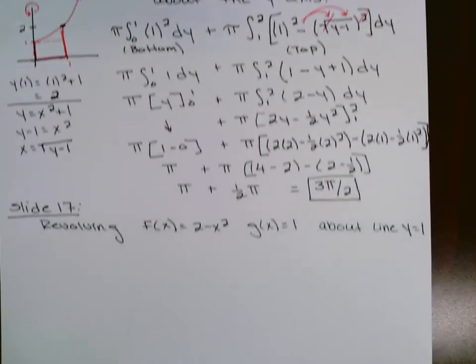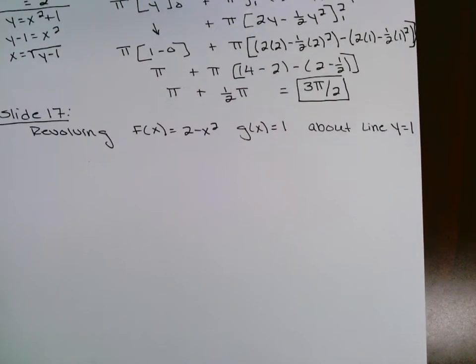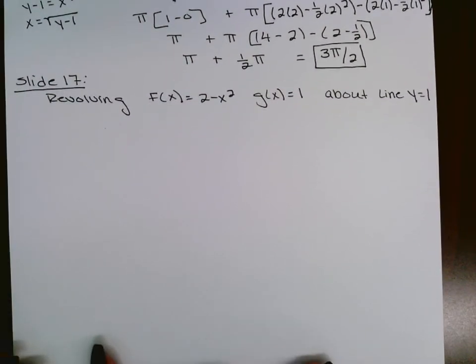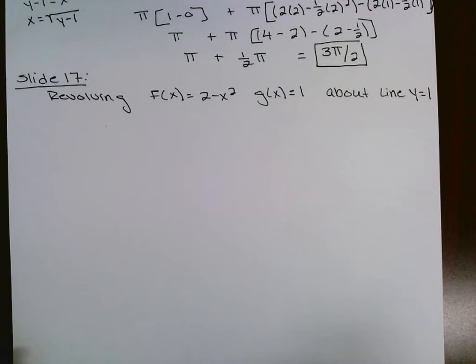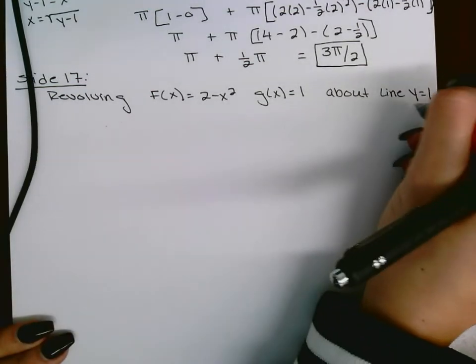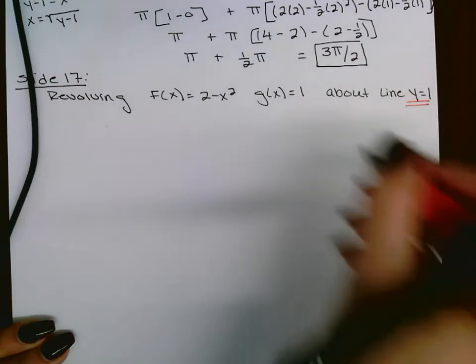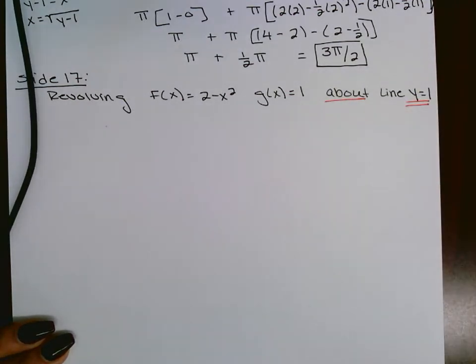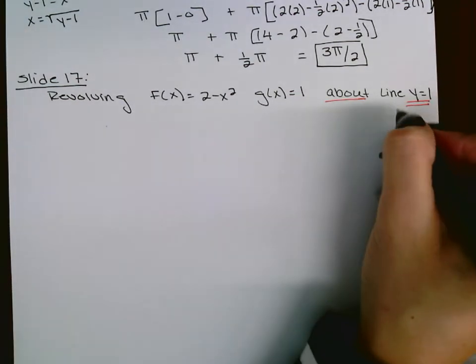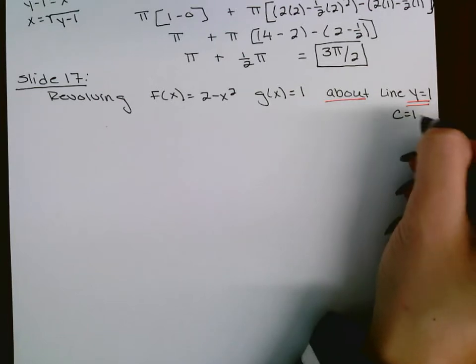So that right there is your C. The moment you see the word about, that tells you who your C is, okay? So we know that C is 1.